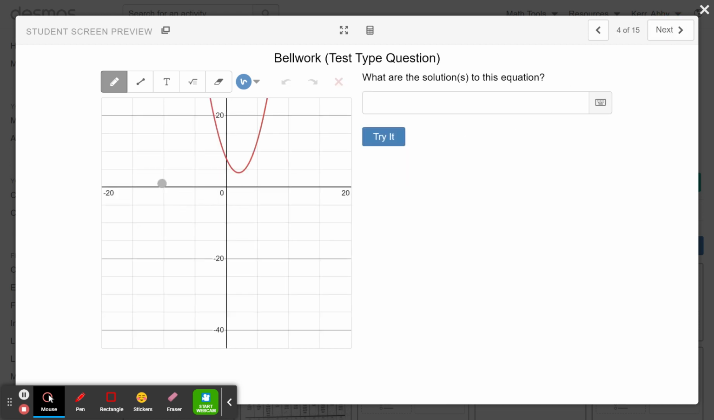All right, notice here, if I highlighted the x-axis the best I can, sorry, it's a little crooked. Notice my red parabola does not touch the x-axis, so that would say no real solutions then.